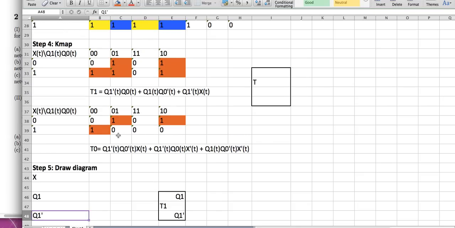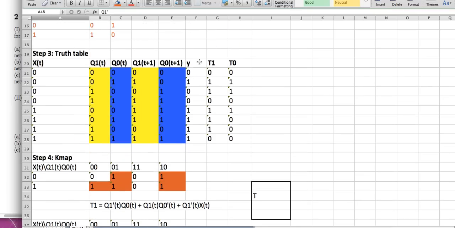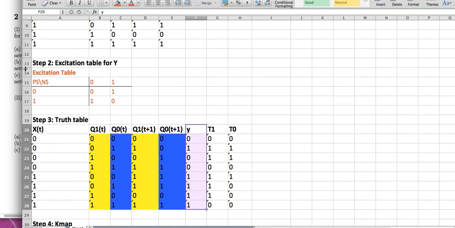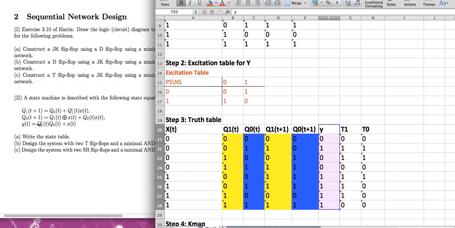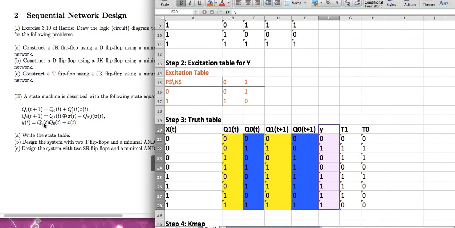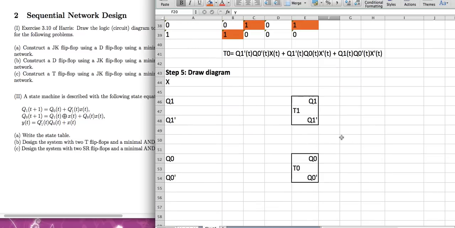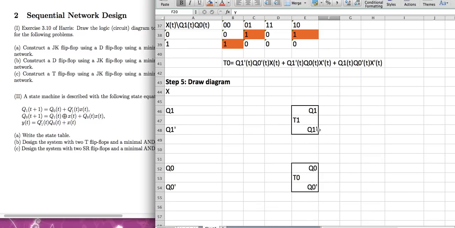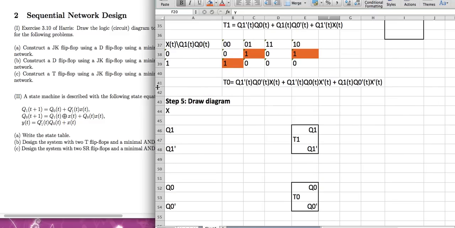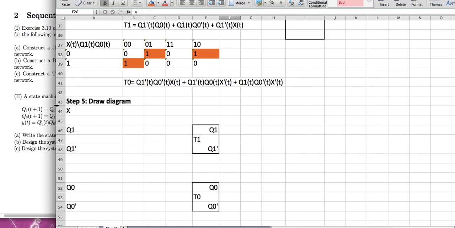And then don't forget about your output Y. So this output Y is just going to be Q1 not at T, Q0 at T, or with X at T. So we're going to have Q1 not here, Q0 is going to come here. You AND them two together, and you're going to OR with this X, and then it's going to give you a Y out here. Yeah. So hopefully that is clear.